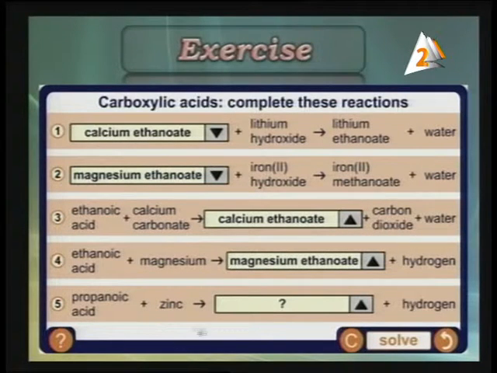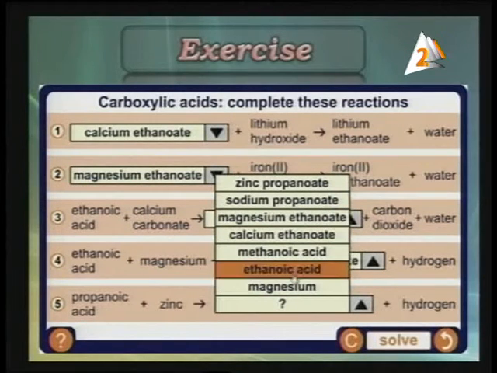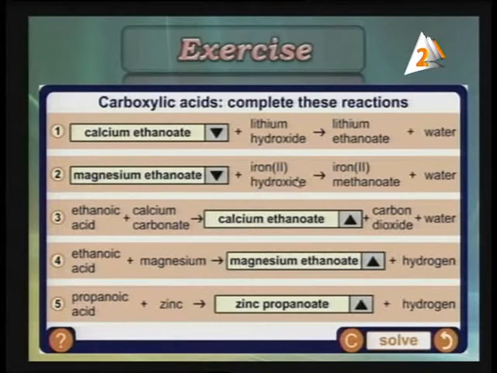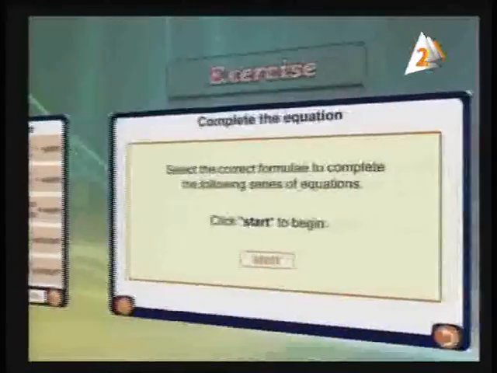After that we have propanoic acid. Propanoic acid with zinc, we have zinc propanoate. Why? Because zinc here substitutes the hydrogen from this compound. Let's go to see this one.